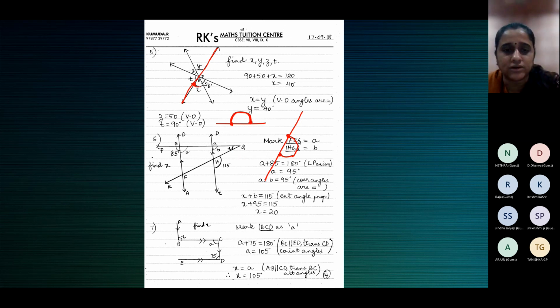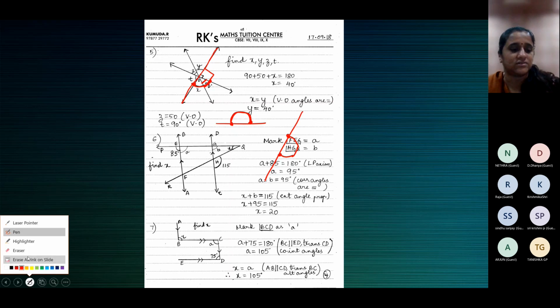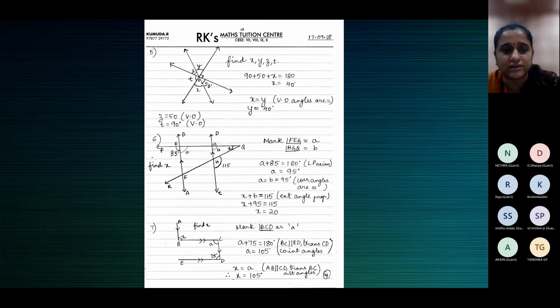So from here to here, x. Then it continues. Now don't say it's not continuing here, it is 50. That means this is also 50 only. It's not that because it's marked 50 here, it's not continuing. This angle is 50 degrees, and this one is 90 degrees.